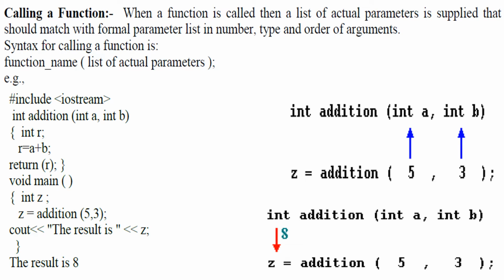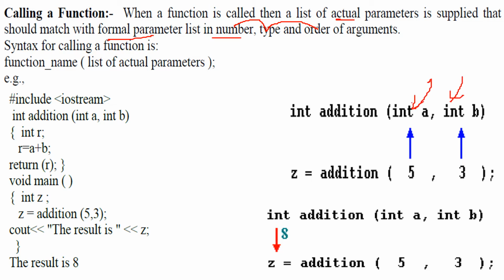Then how to call a function? Whenever we call a function, we have to provide actual parameters. That is, we are sending the actual parameters, which should match the formal parameters which you have given in the prototype, or the formal parameter list, in number, type and arguments. So the number, type and arguments of the formal parameters should match the actual parameters. I'll tell you what formal and actuals are.